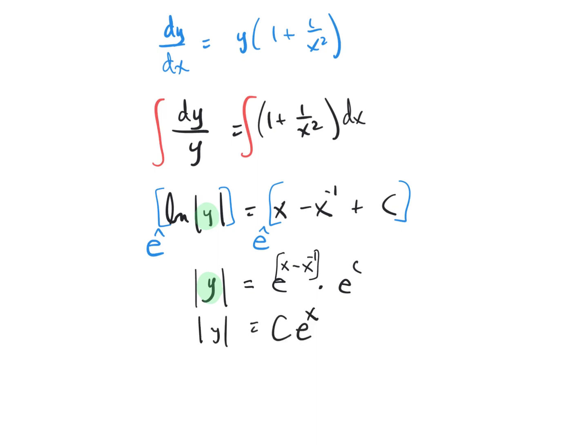We'll rewrite the x to the negative 1 as 1 over x. And since this constant can be anything, we don't know what it is yet. It could be positive or negative. We don't need the absolute value signs. And there it is.